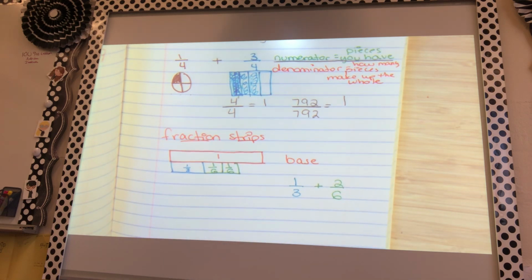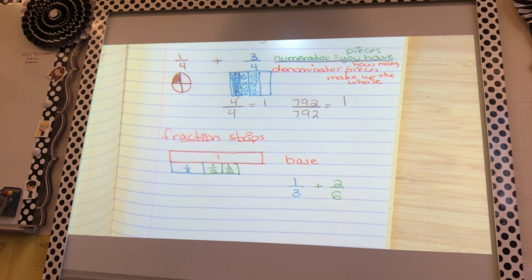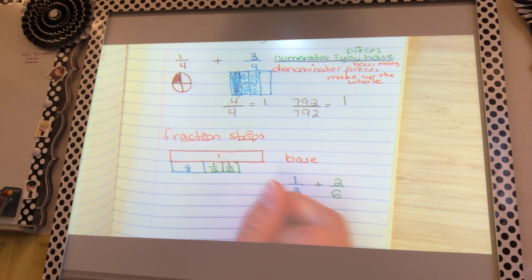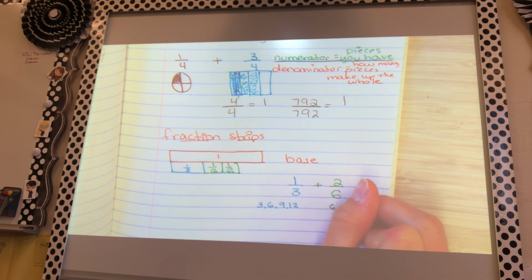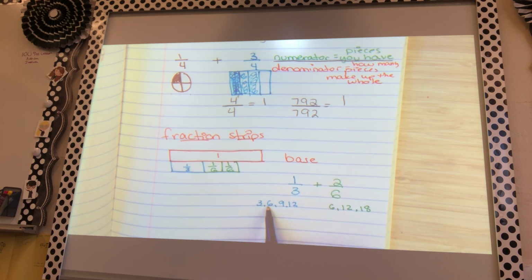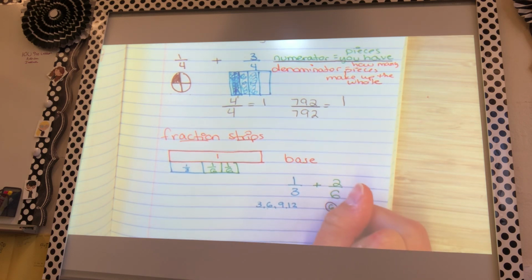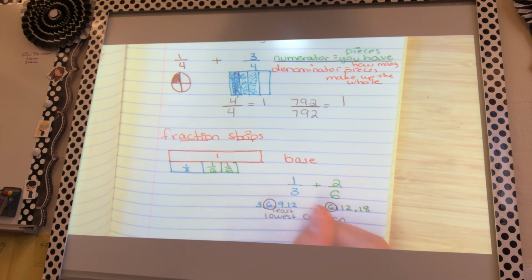Well, if I look, I need to find a common denominator. And my common denominator between 3 and 6, I can use multiples for. So if I do multiples of 3, 6, 9, 12, and then I do multiples of 6, because that's my denominator, 6, 12, 18. Whenever I see one that repeats first, so here I have 3, well 3 is not over here. Here I have 6, but 6 is over here. So 6 would be my lowest or least common denominator.